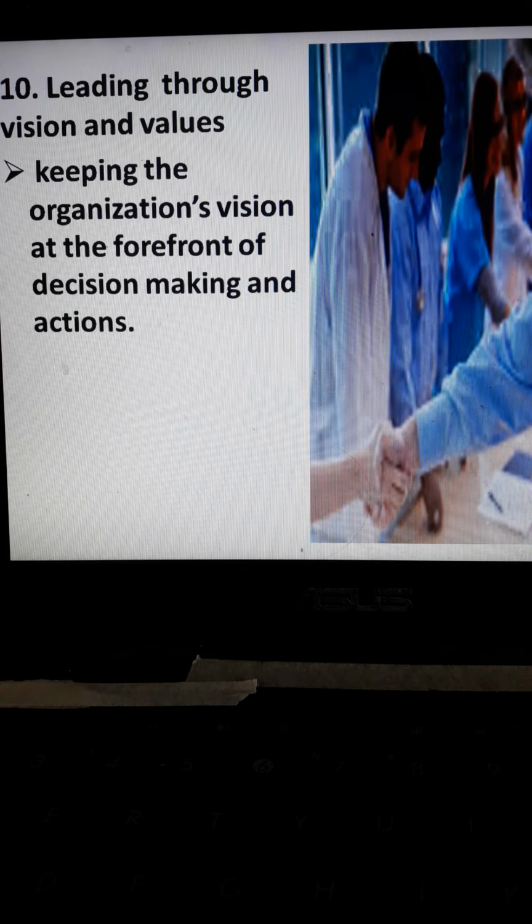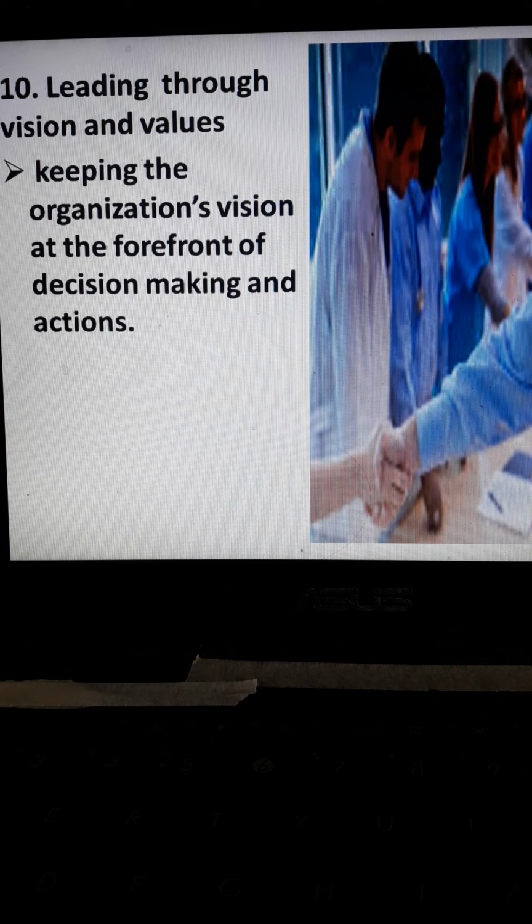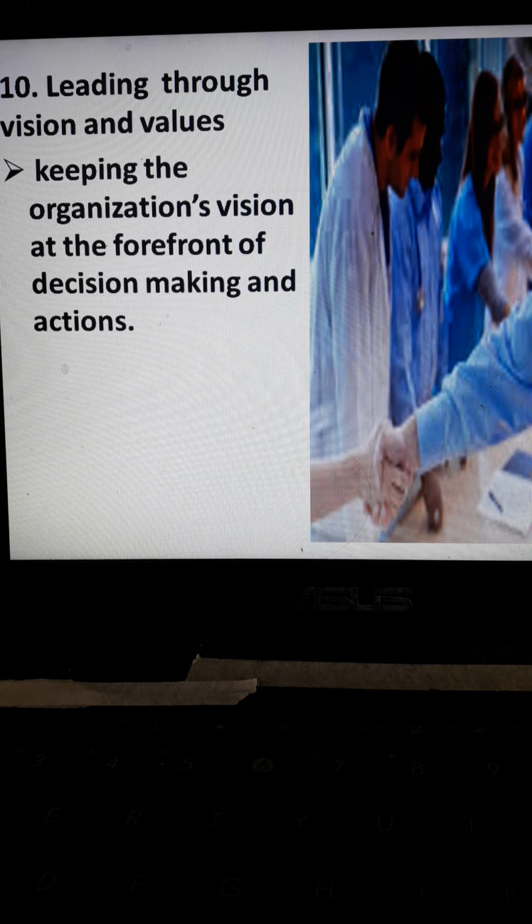Next, leading through visions and values. So, keeping the organization's vision at the forefront of decision making and actions. When you make decisions, you have to base it on the visions of your company. Communicating the importance of visions and values, moving others' actions, modeling vision and values, rewarding others who display visions and values. So if you are a pharmacist, if you see your colleagues, or you are the owner, if that employee is carrying the visions in line with their work, you have to give them a reward.